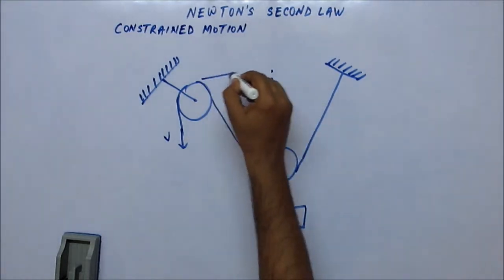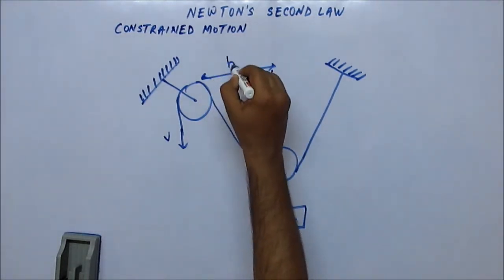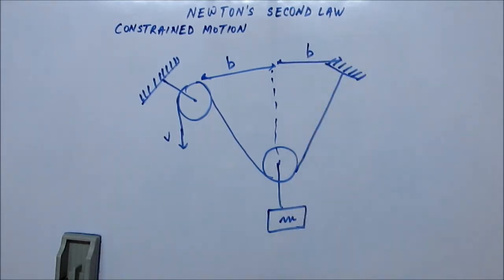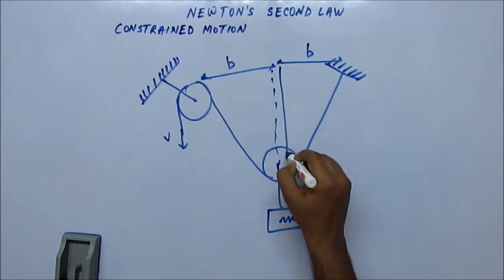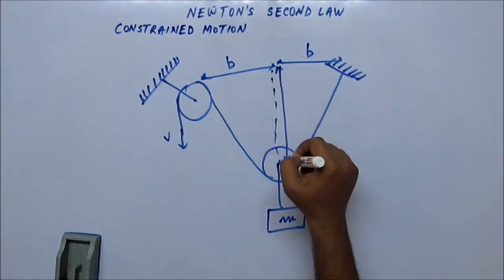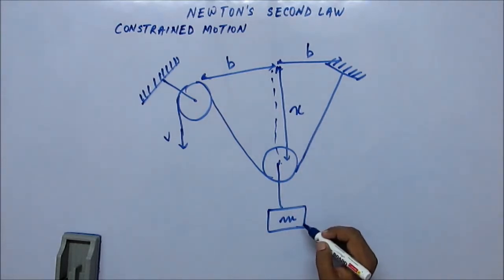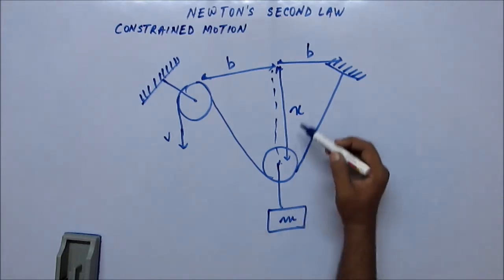In the question it is given that this distance is b and this distance is b as well. And it is given that this end of the string is coming down with velocity v. Now it is asked that if the distance of the center of the pulley from the top is x, then they are not asking for any instantaneous speed, they are asking the speed of this mass m as a function of x.